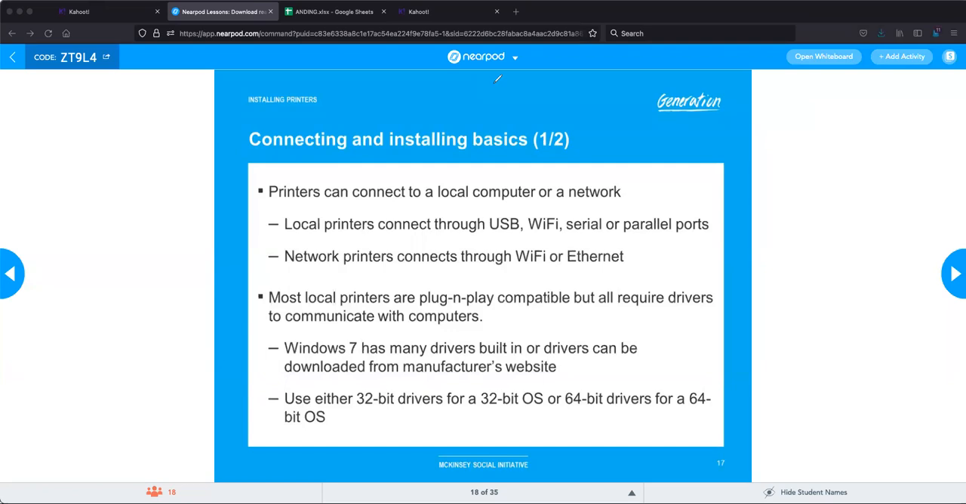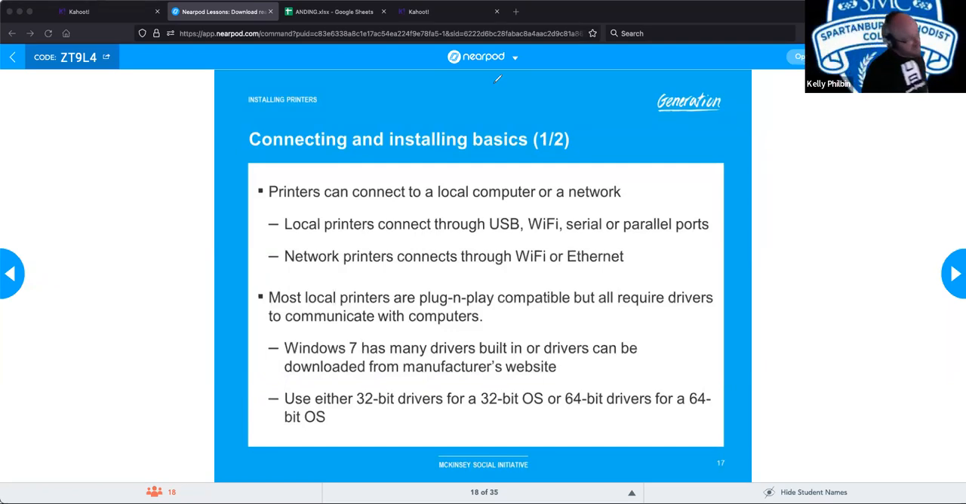We can also connect to them through Wi-Fi over the network. But we also can set them up as network printers through Wi-Fi or Ethernet. Most local printers are plug and play compatible, but all require drivers to communicate with computers.